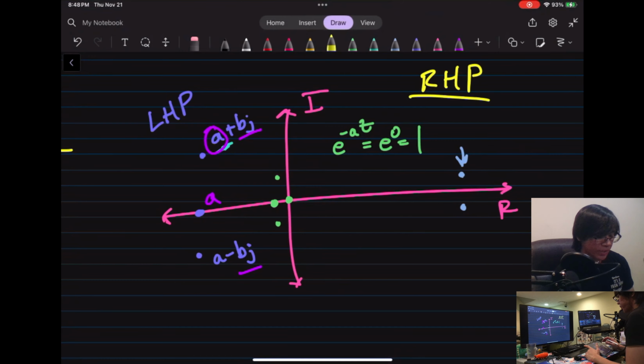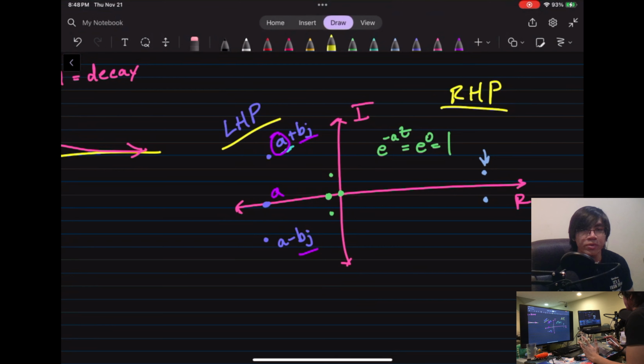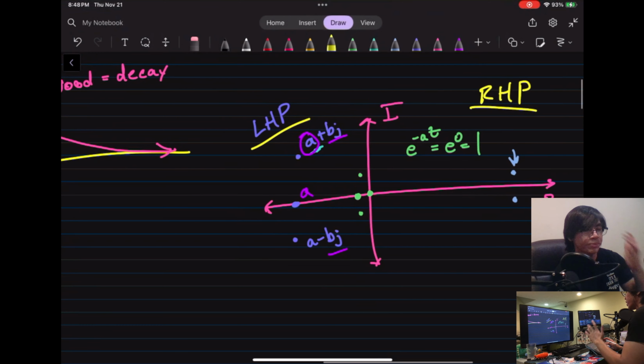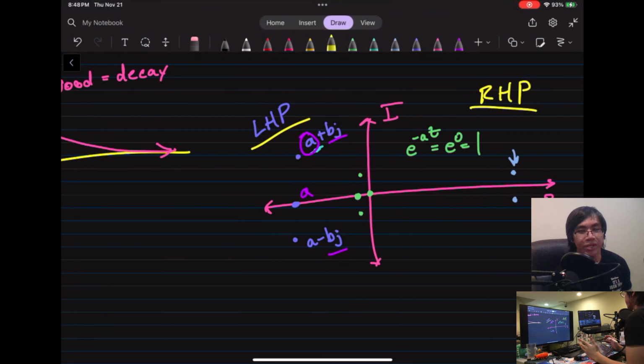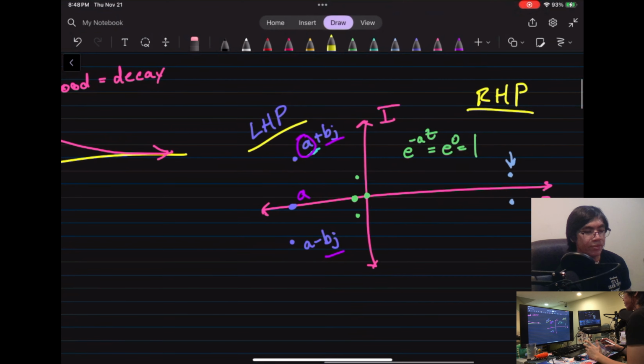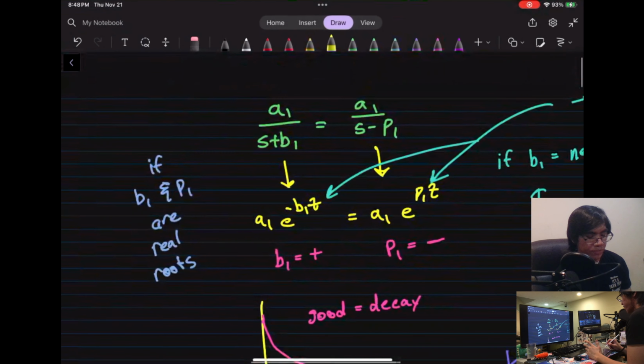So left-hand pole, right-hand pole. Left-hand pole is what we want. Right-hand pole is what we don't want. So again, for the poles, if the real portion of the complex roots, if they exist as complex roots, is negative, then we have a decay, which is what we want. And if it's a real root, we also want it to be negative.